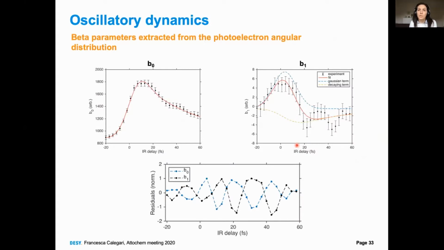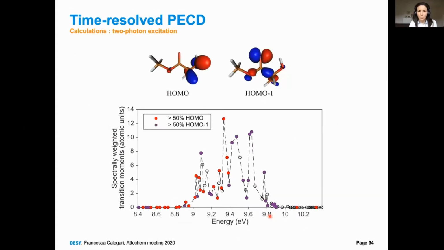So here I'm just showing the extracted beta parameters from the photoelectron angular distribution, beta 0 and beta 1. Here you have, on top of the slow femtosecond response, the long femtosecond response. If you subtract this slow response, then you're left with peculiar oscillations in both beta 0 and beta 1, which are also out of phase. This is also another interesting aspect of this measurement.